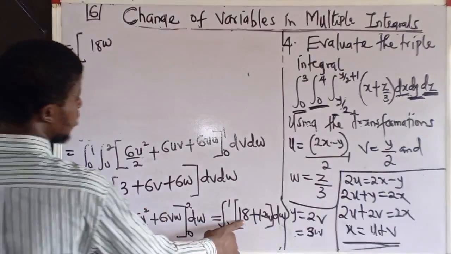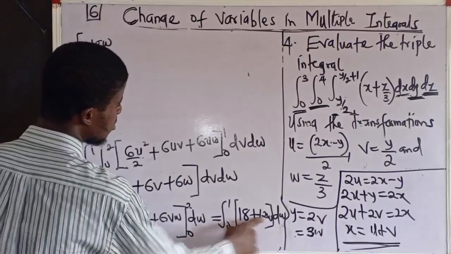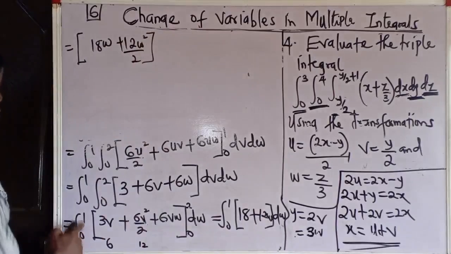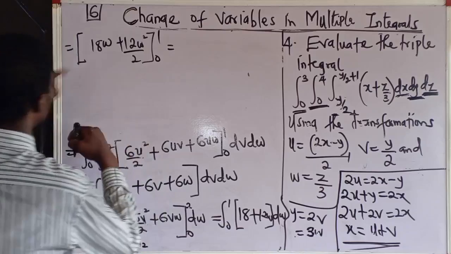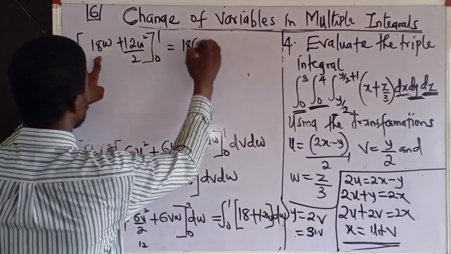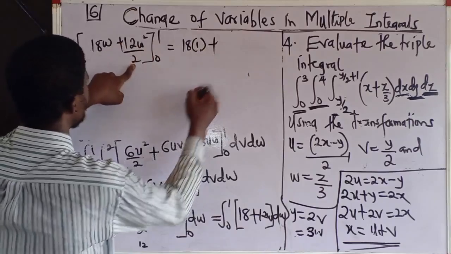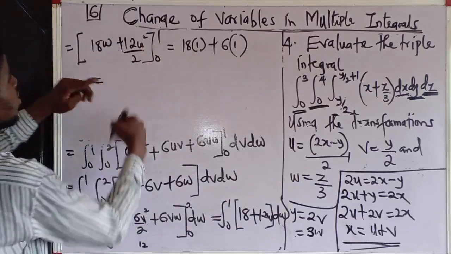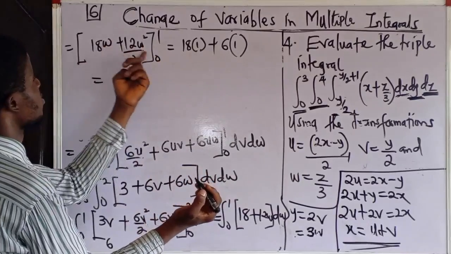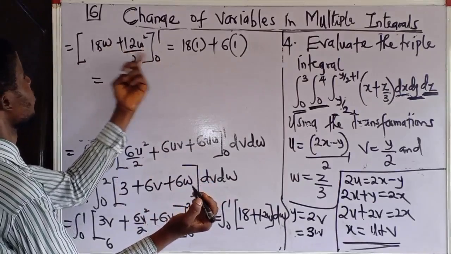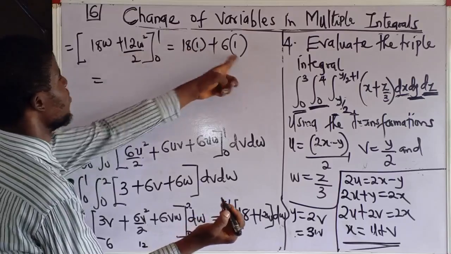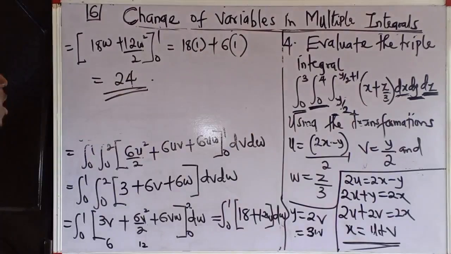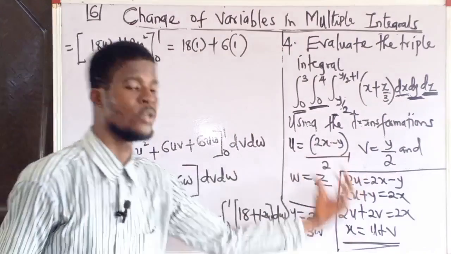So integrate this with respect to w, that's 18w, and this will be 12w squared over 2 from 0 to 1. So plug in the upper limit, that will be 18 times 1. 12 over 2 is 6. So plug in 1 here, that was 1. If I had plugged in the lower limit, I will still get 0, 0, 0. So there's no need for the lower limit to be plugged in. 18 plus 6 is 24. That's the value of the integral, having applied these transformations.